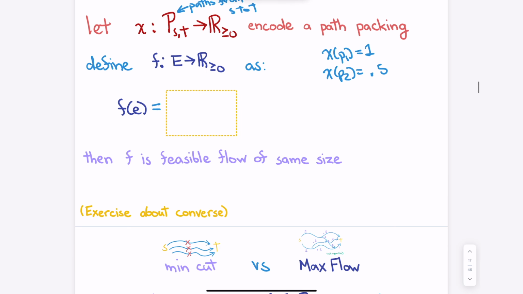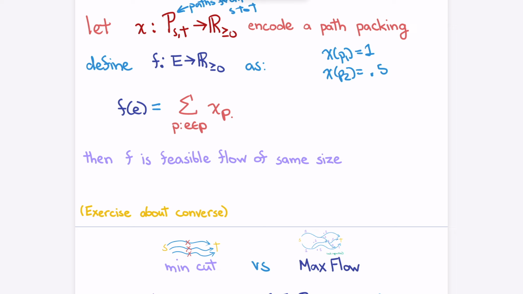Okay, the other suggestion was the sum. Okay, so the flow is just going to say how many total paths are using this edge, fractionally added up. If 5 paths use this edge, they each have weight 1 or something, then that can be a value of 5.